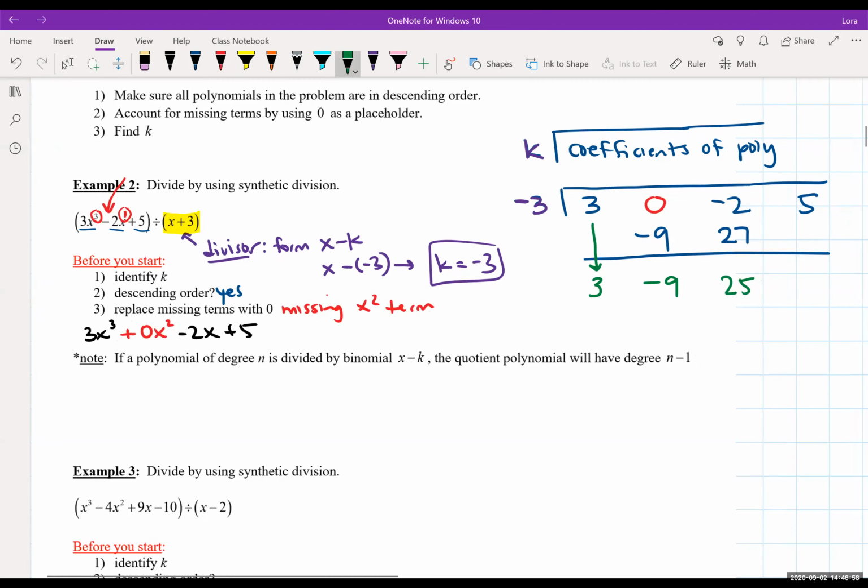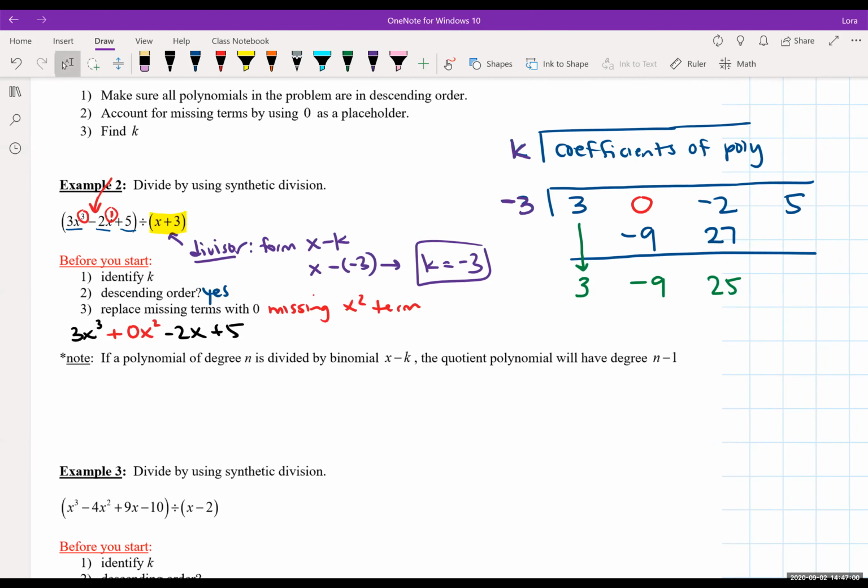And then what we end up having, 25 times k, 25 times -3 is going to give us -75. So we'll write that right above the bar, but below the next coefficient, -75. So what I should have for myself, if I add vertically, I believe we're looking at -70. Yeah, so it happens.